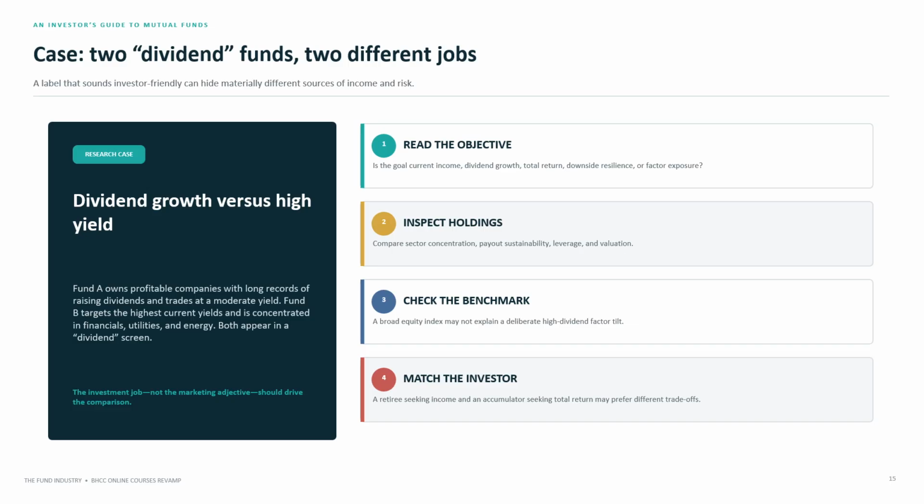Check whether the benchmark reflects the strategy. A broad equity index may be a poor comparison for a deliberate high dividend portfolio. Market regimes can also flip the result. A sector-heavy, high-yield fund can look brilliant when energy or banks lead, and painful when they do not. Two restaurants can both advertise light fare, but the ingredients still matter. The investment job, not the marketing adjective, should drive the choice.